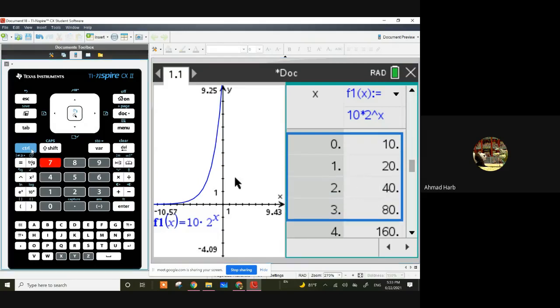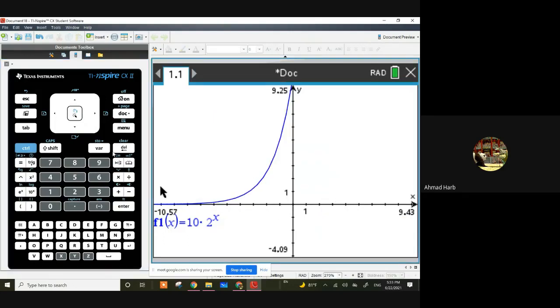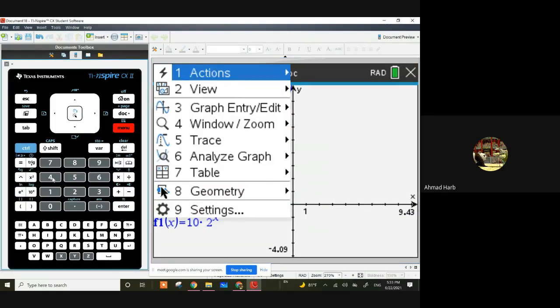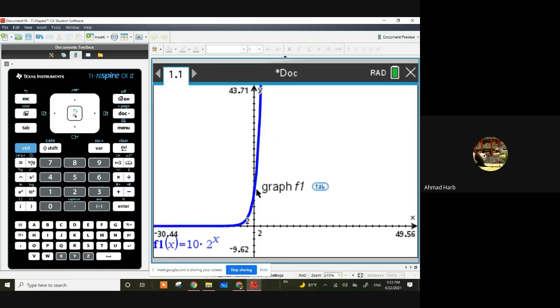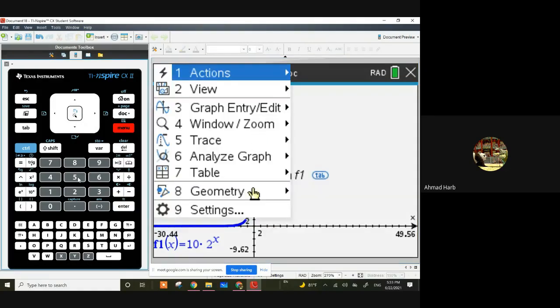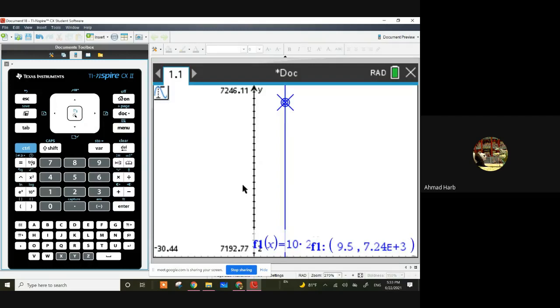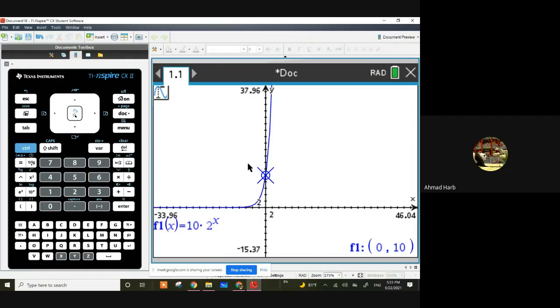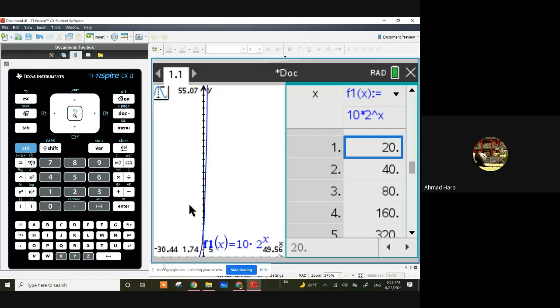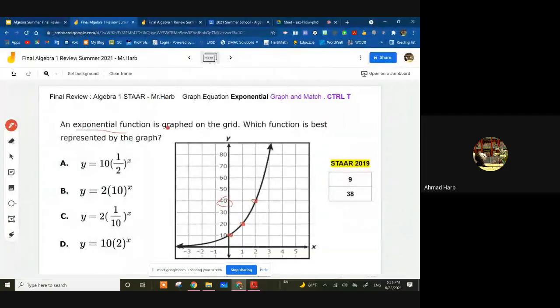Now you might say, well, how does the graph look like it? Well, if you zoom out, menu 44, you're going to notice that it does kind of look like it. If you track it, menu 5-1, that point, you click on the 0, 0 goes with 10, and that's the y-intercept. Okay, so double check the point and the table if you need. And that's it for this one.